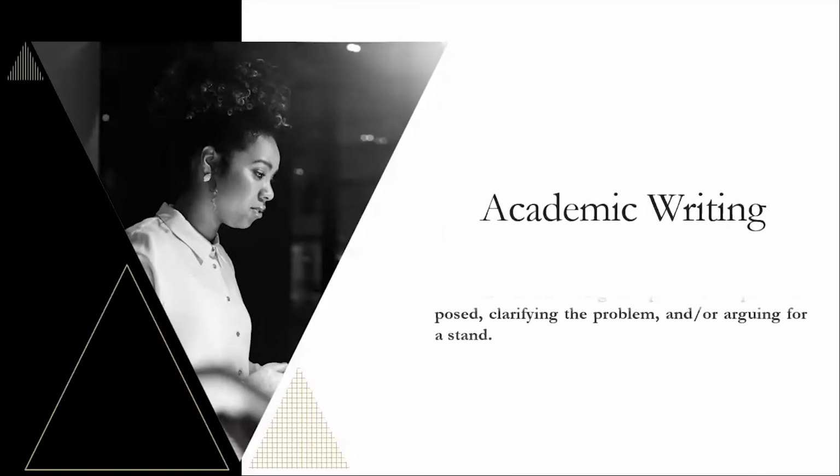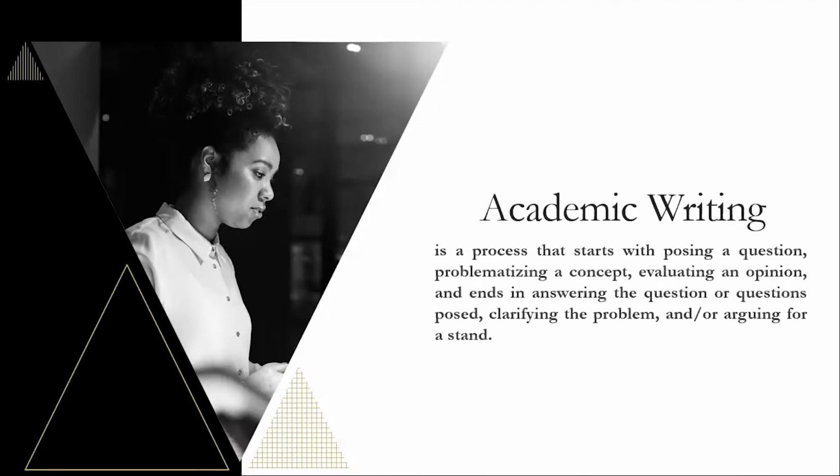When you say academic writing, it is a process that starts with posing a question, problematizing a concept, evaluating an opinion, and ends in answering the question or questions posed, clarifying the problem, and or arguing for a stand. Just like other kinds of writing, academic writing has purposes. These are to inform, to argue a specific point, and to persuade.